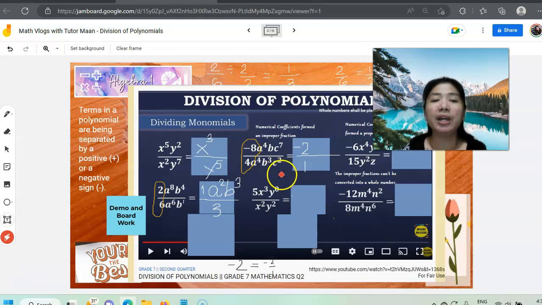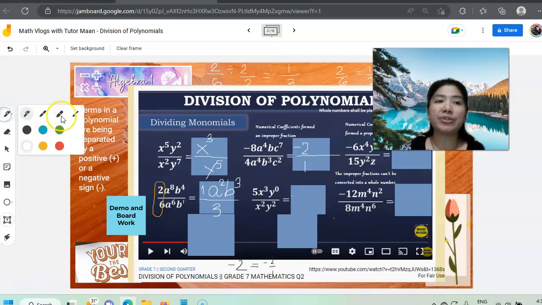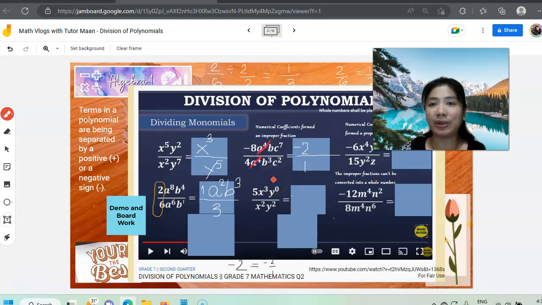Okay, now let's move on to the variable a. What can you notice in the exponents for a? In the numerator, a has exponent 4. In the denominator, a also has exponent 4. It's equal. So in algebra, our professors will use the word cancellation. So we cancel a to the 4th in the numerator and a to the 4th in the denominator.